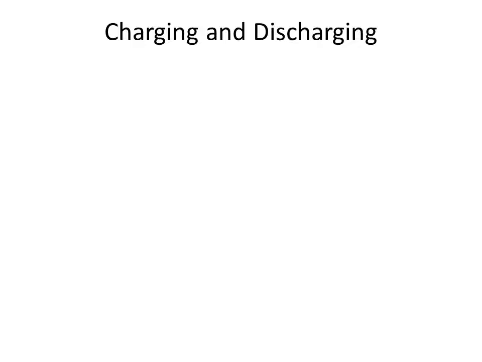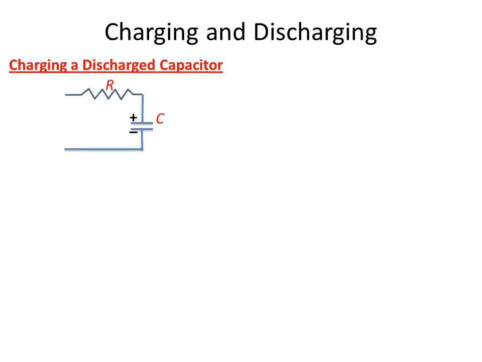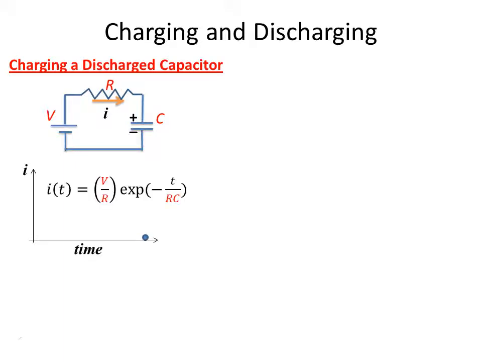Let's look at how we charge and discharge a capacitor. First, we look at charging a discharged capacitor, a capacitor that has no charge upon it. Here we have a portion of a charging circuit which has a resistance R and a capacitor with a capacitance of C. We put a battery across that open part of the circuit and immediately a current starts to flow. The current will start out high with an initial value and fall to zero as time goes on.